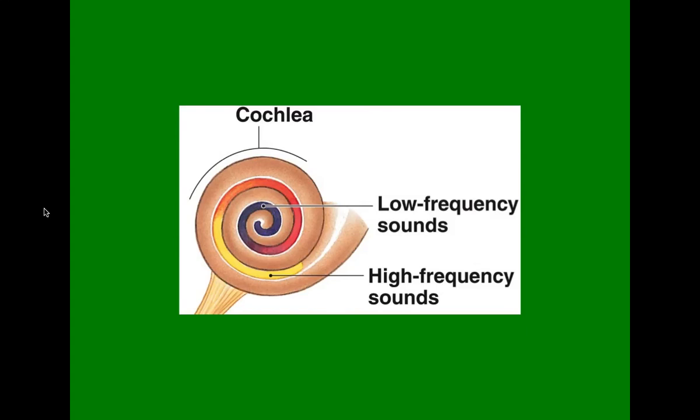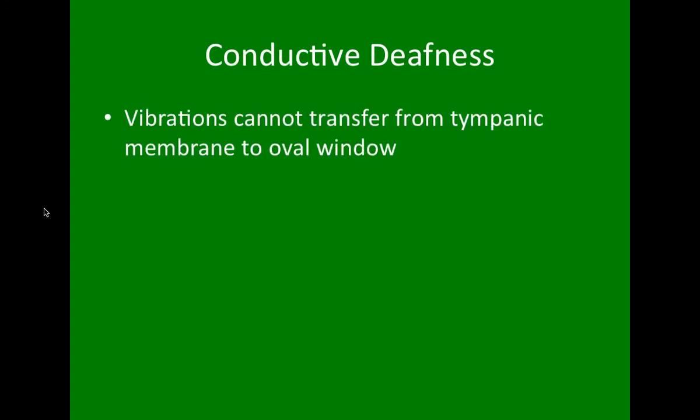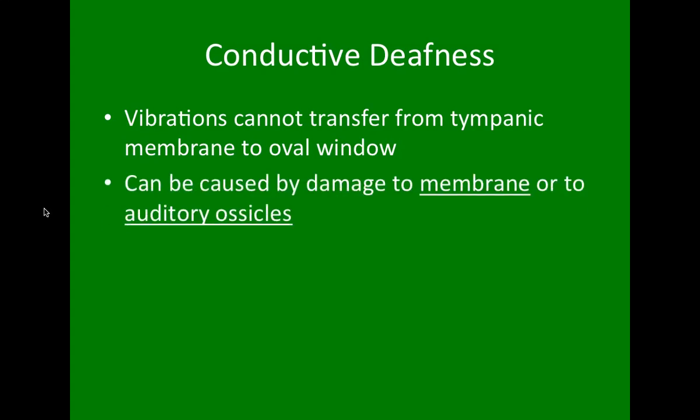So because deafness is a major illness associated with our hearing, let's talk about a couple of different types of deafness. We have conductive deafness. This is where vibrations cannot be transferred from the tympanic membrane to the oval window. So sometimes we are having problems with either the membrane or the auditory ossicles, or sometimes both of them. The good thing about this type of deafness is we have many different treatment options. Doctors have a lot depending on the specific circumstances, and obviously some of that is going to depend on which part is actually causing the problem with that transfer.